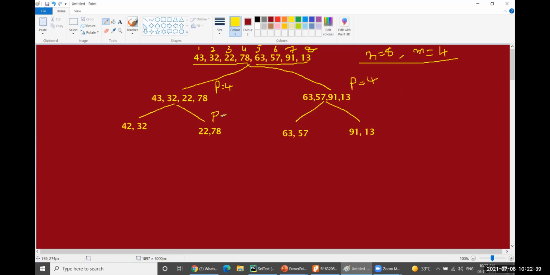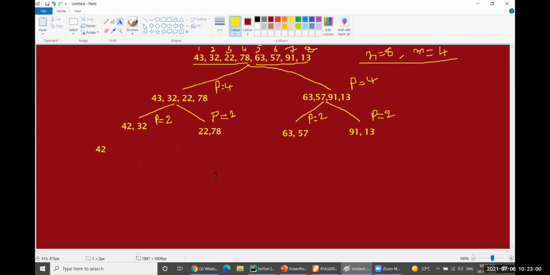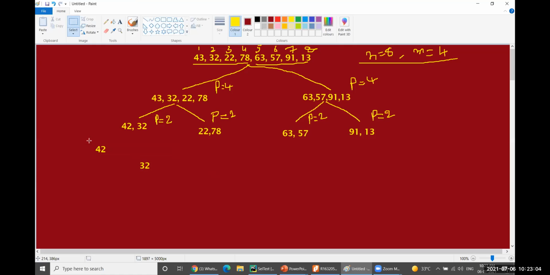So here the problem, p equal to 2, is not satisfied. Here also p equal to 2 is not satisfied. The divide operation is not completed. Here also capital P equal to 2 is not satisfied. So you have to divide further into several lists of elements. That is, 42 is the first list, and the second one is 32. That is, 32 is the second sublist.